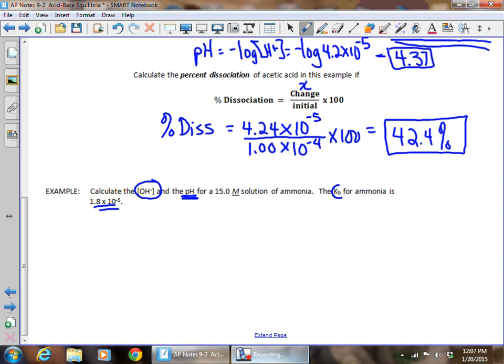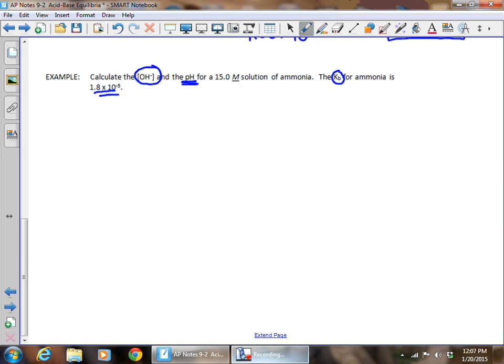Kb because we're dealing with a base this time, not an acid. So once again, it's a weak base. So we're going to use the RICE equation. And the equation for ammonia, this time we have to use water.